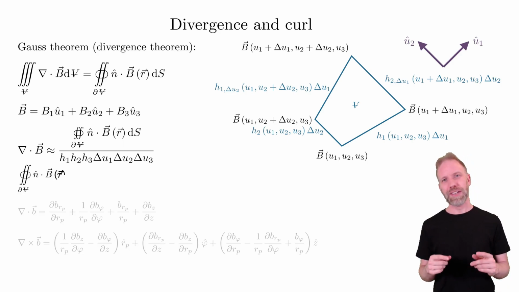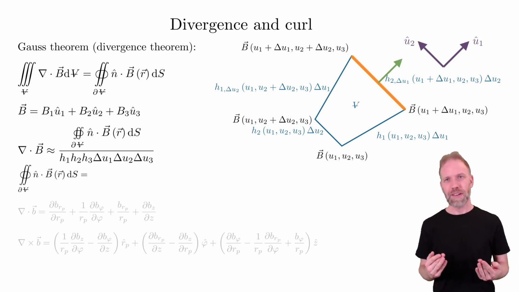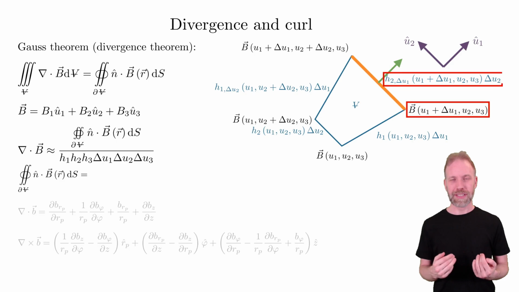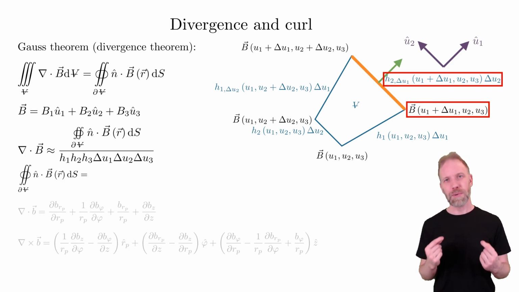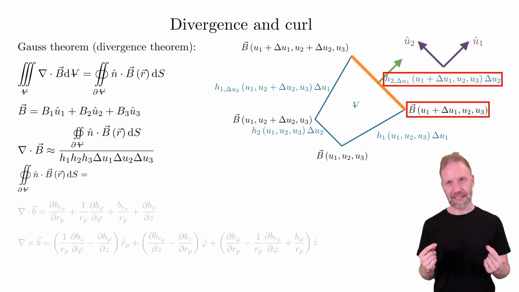Next up, we need to calculate the surface integral. Let's start with the u1 direction. Start with the orange surface, which has normal vector in the same direction as u1 hat. As the area is small, we can approximate it by the vector value b at this point, multiplied by the area. The area is the product of the length of the sides. We need to include that the scaling factors are evaluated at u1 plus delta u1, which gives the following.